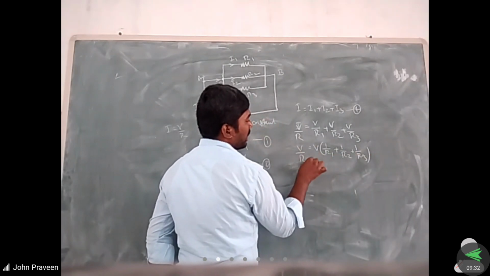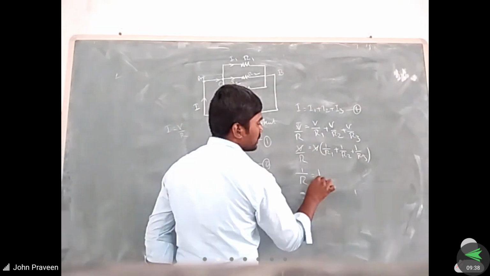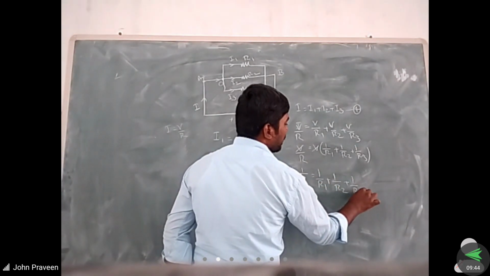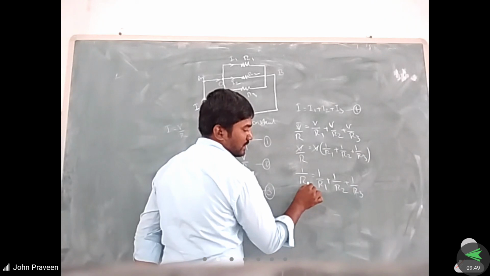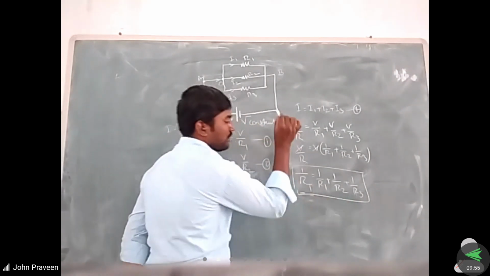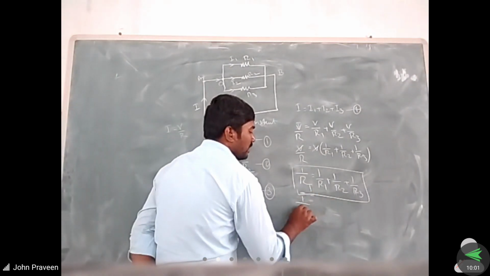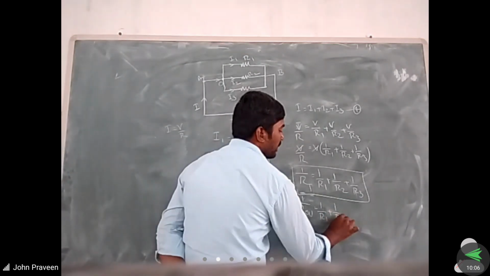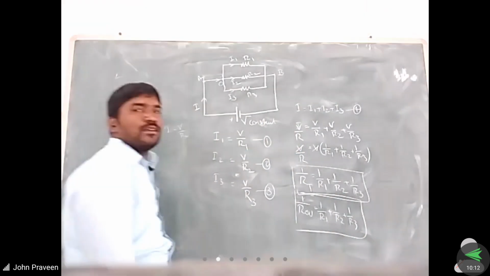So here V by R, both sides get cancelled. So 1 by R is equal to 1 by R1 plus 1 by R2 plus 1 by R3. But this R is the equivalent of 3 resistors. So that's why we can represent it as 1 by R equivalent is equal to 1 by R1 plus 1 by R2 plus 1 by R3. So these are the formulas we use.